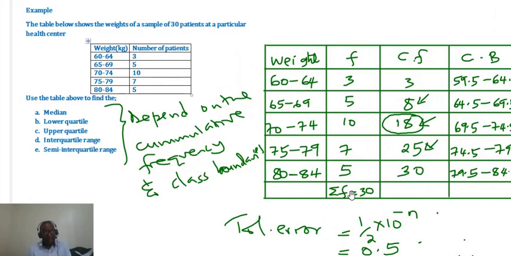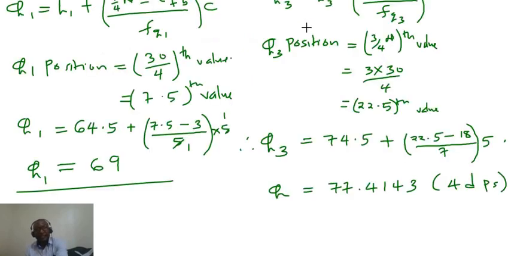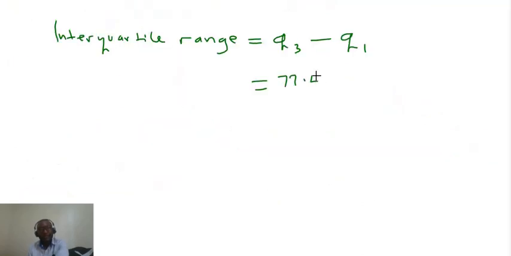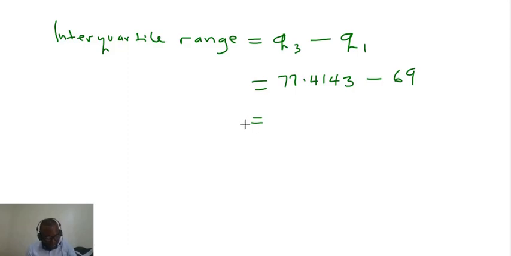Interquartile range is very simple to obtain. Interquartile range is equal to Q3, the upper quartile, minus the lower quartile here. So we got our upper quartile as, this is Q3, as 77.4143 minus Q1, which is the lower quartile, is 69. So there, when we subtract, we shall be getting 8.4143. That's the interquartile range.